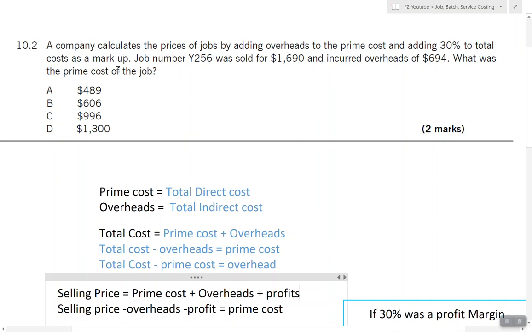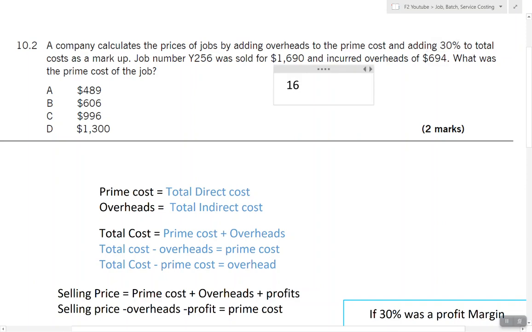A company calculates price of jobs by adding overheads to the prime cost and adding 30% to the total cost as markup. Job number Y256 was sold for $16.90 and incurred overheads of $694. What was the prime cost of the job? Okay, so they said 30% adding to the total cost. It means it is markup.